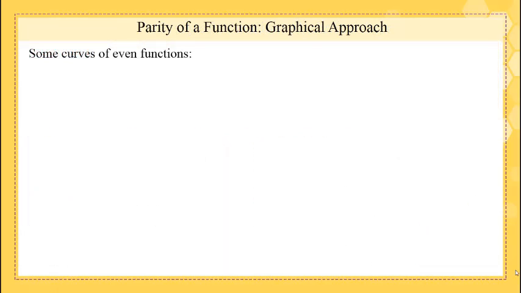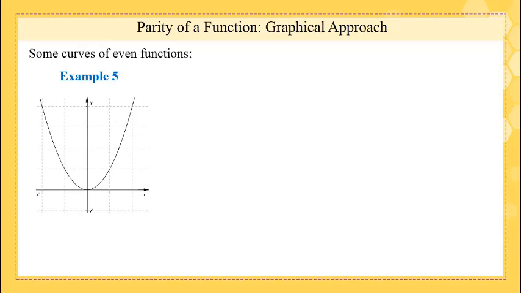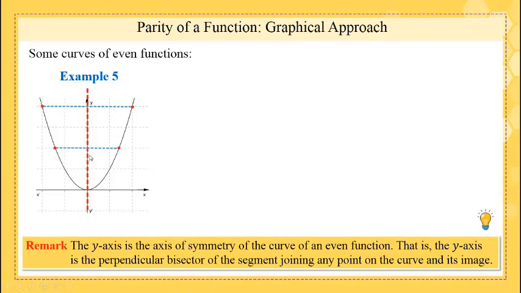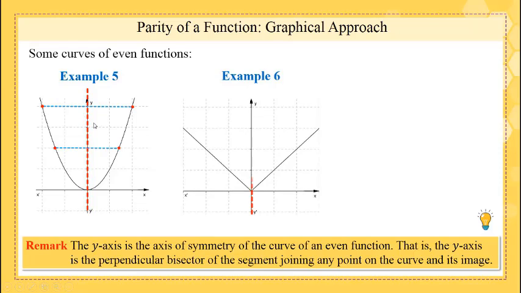Let us see some curves of even functions. Parabola. As we said, the y-axis is the axis of symmetry of the representative curve of an even function. The symmetric of any point on this curve with respect to the y-axis is also a point on this curve. So the y-axis is the perpendicular bisector of the segment joining the point on this curve and its image. Similarly for the other curves.